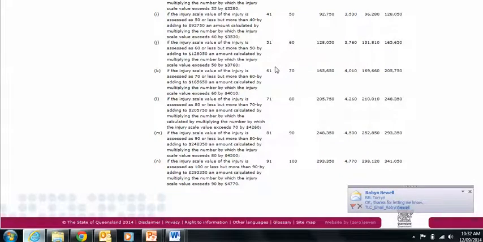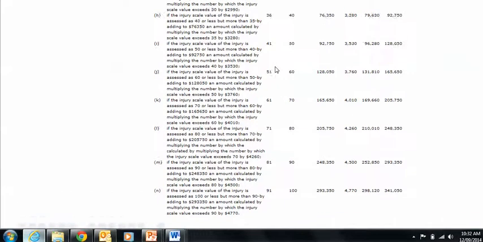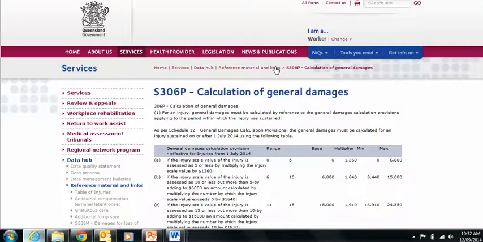Who kind of understands that scale? No. Yeah, a few of you do. Okay, let's go through the scale again. It's called the calculation of general damages. So these are the damages for things like pain and suffering and loss of enjoyment. This is not the scale for loss of income because we can work out the loss of income exactly. We know what the loss of income is. This is now saying how much you can claim for pain and suffering.